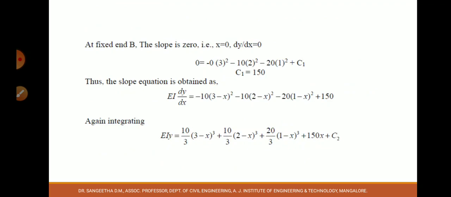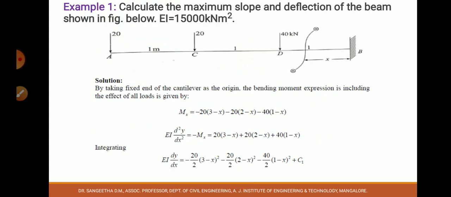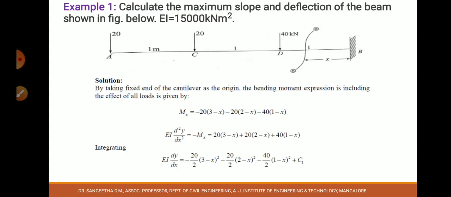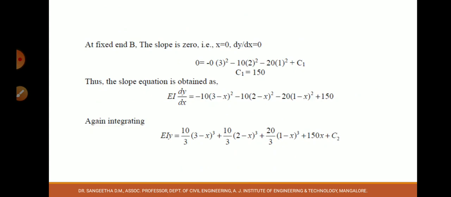Now at fixed end B, we have the boundary condition at x is equal to 0, dy by dx is 0. What is dy by dx? Dy by dx is tan theta, deflection and rotation. At x is 0, what is x 0? X is 0 from the support. At x is equal to 0, dy by dx is 0. Substitute for x is equal to 0, dy by dx is 0, and find out what is c1. c1 is 150. Substitute in the equation, you will get the equation for slope.